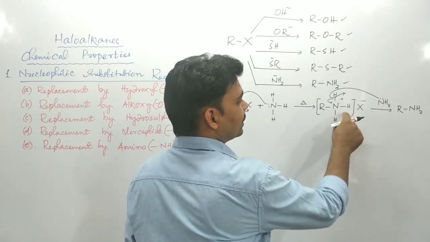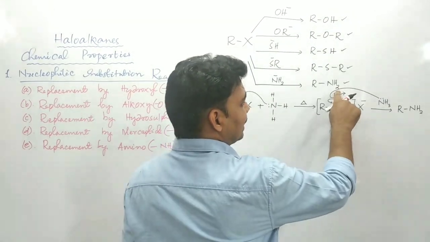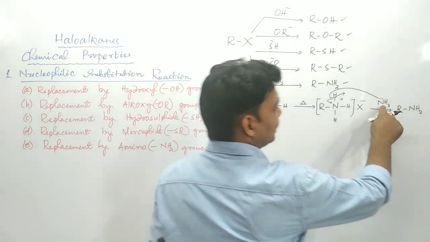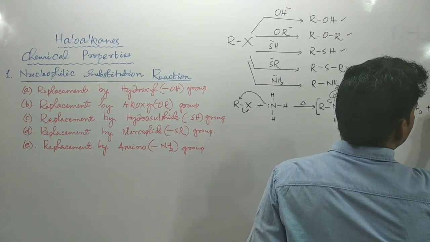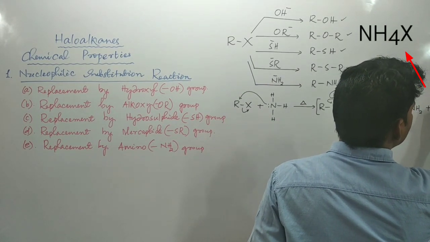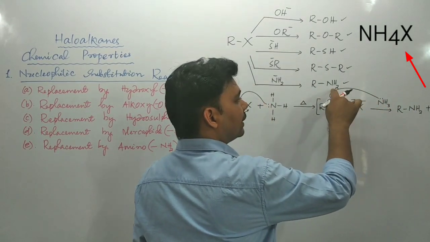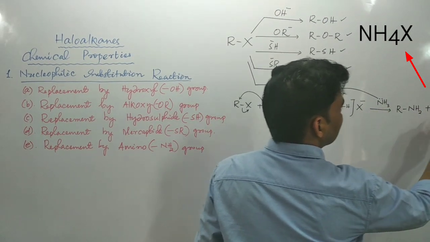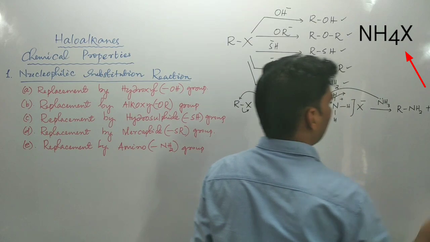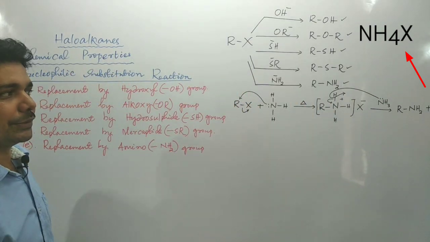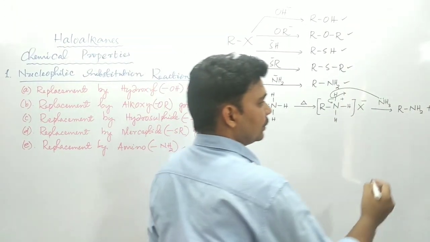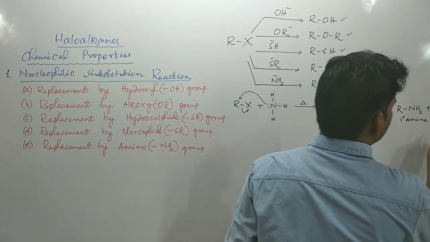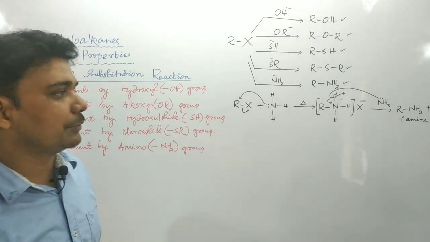RNH2, two hydrogens are there. This H plus ion is now with NH3 and that will form NH4 plus. Ammonia and H plus will give rise to ammonium ion. Along with this X minus, they will form the salt, ammonium halide. So this is primary amine, but this is not the ultimate product.